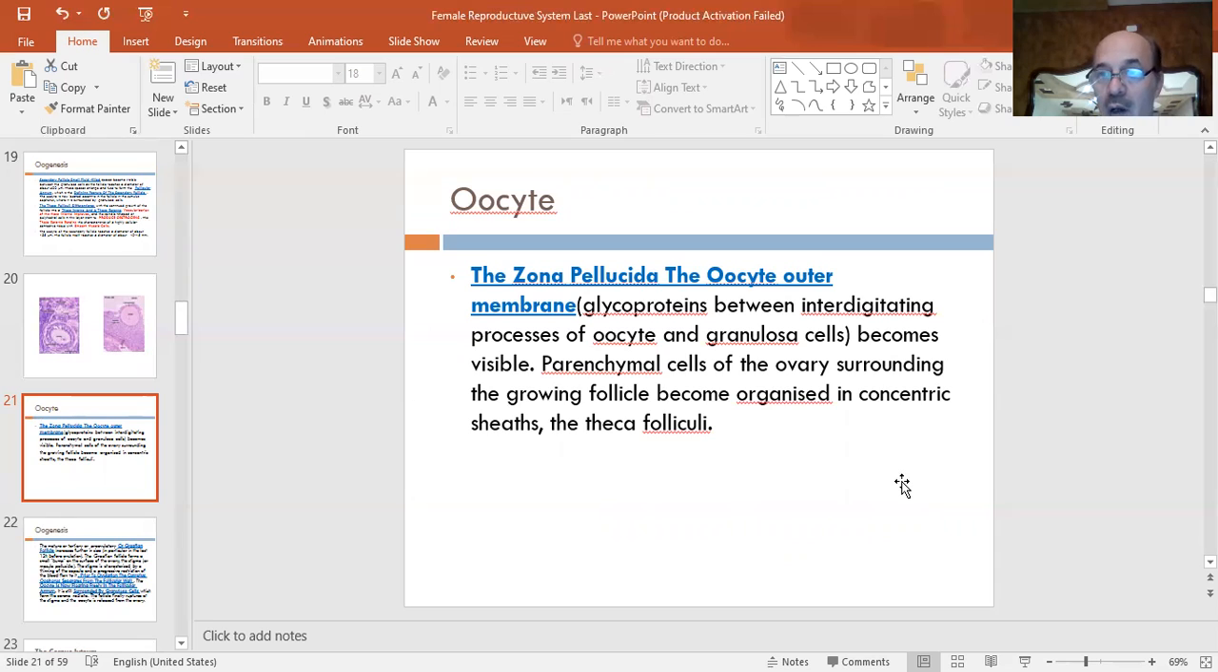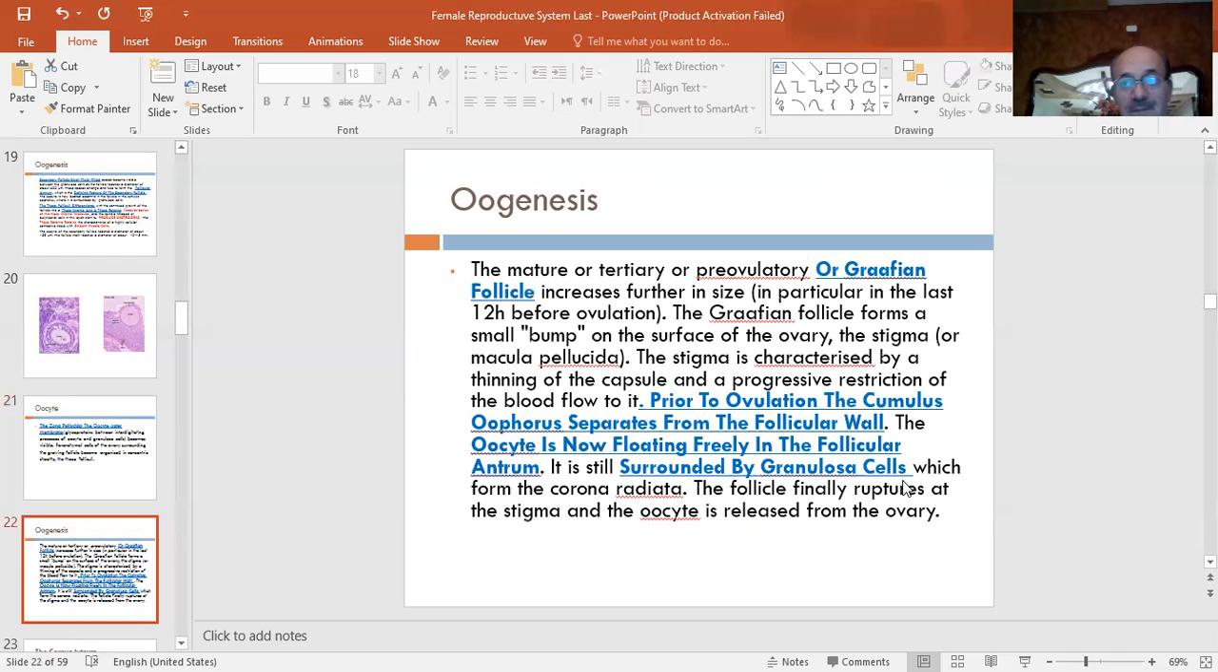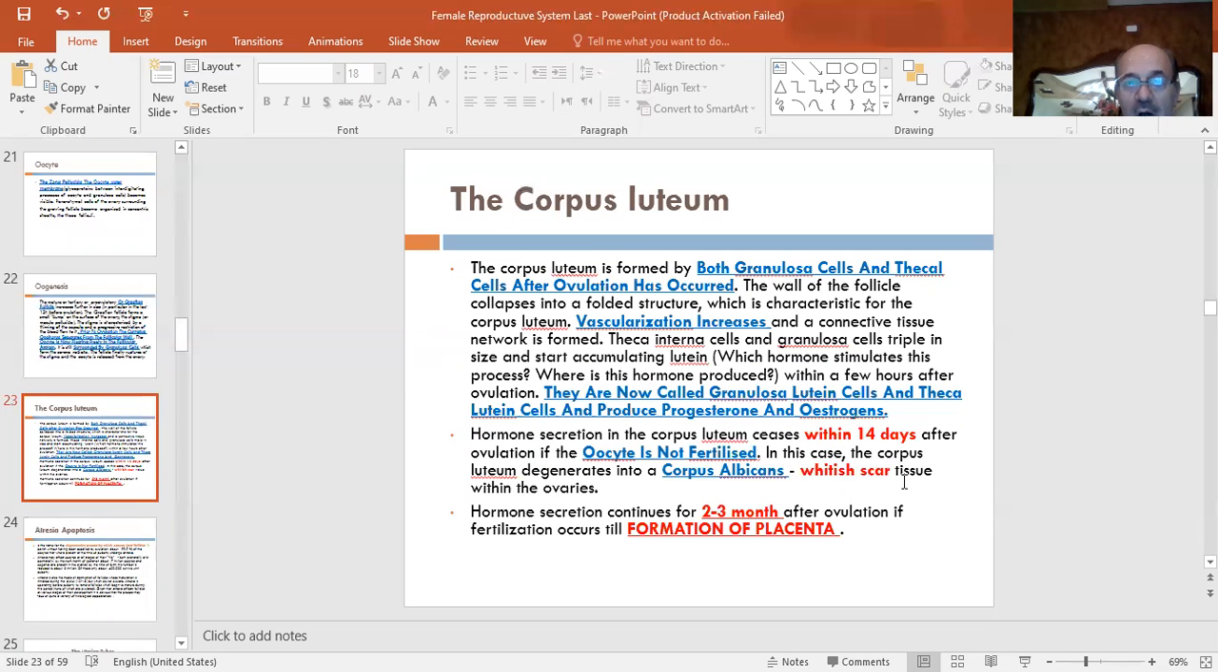Now, the wall of the mature Graafian follicle is what you call zona pellucida. So this is the outer membrane. It's a glycoprotein type of membrane. And during the process of fertilization, that is the interaction of the acrosomal part of the spermatozoon with the zona pellucida, after entry of a single spermatozoon, there occurs solidification of the zona pellucida to prevent further entry of any other spermatozoon.